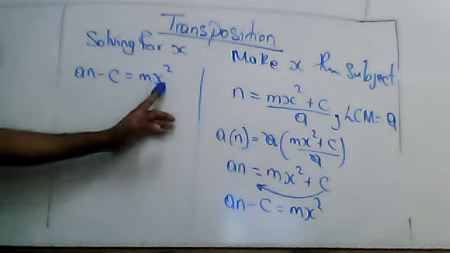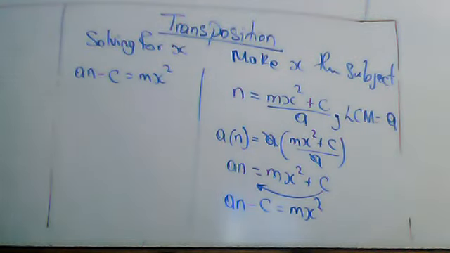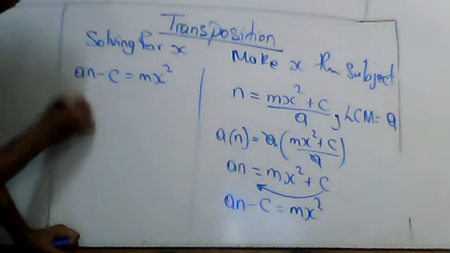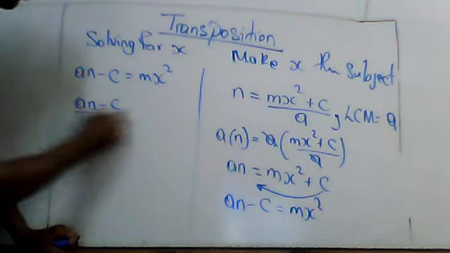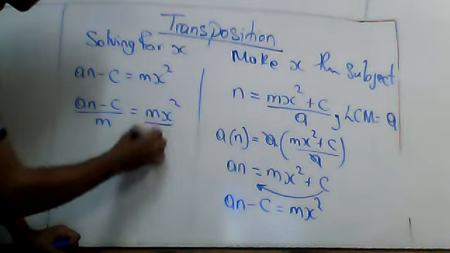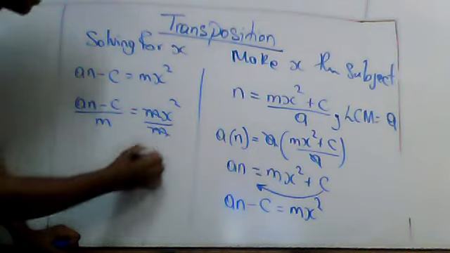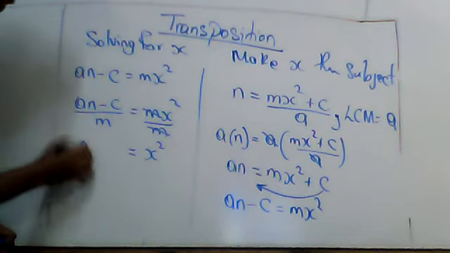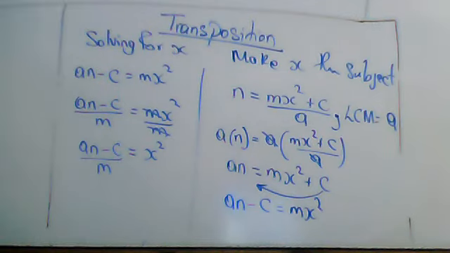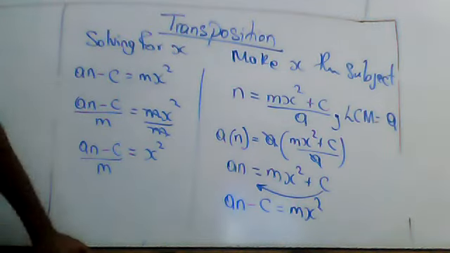Remember, we're searching for x. So what do we need to remove now? We're going to divide both sides by m. So m is going to cancel m, so we have x squared equal to an minus c all over m. Now, what's the next step? What's the next step?